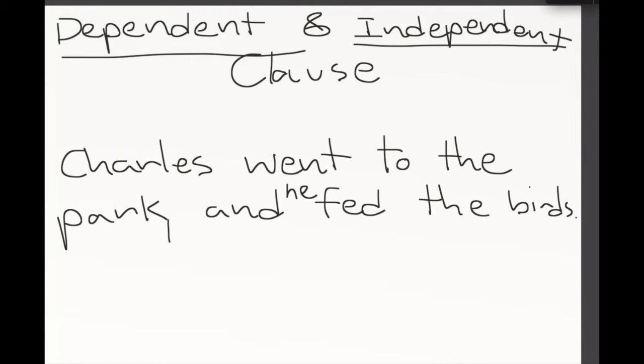Okay, so if we change the sentence to Charles went to the park, comma, and he fed the birds, now we have two independent clauses, because Charles went to the park is a full sentence and he fed the birds is a full sentence too. They can both stand alone and be a sentence by themselves. So this is an example of dependent and independent clauses.